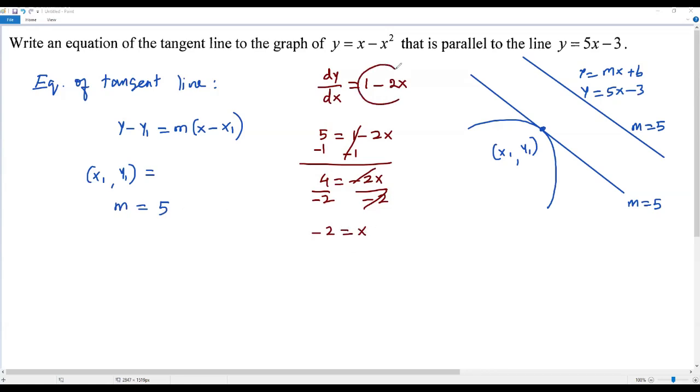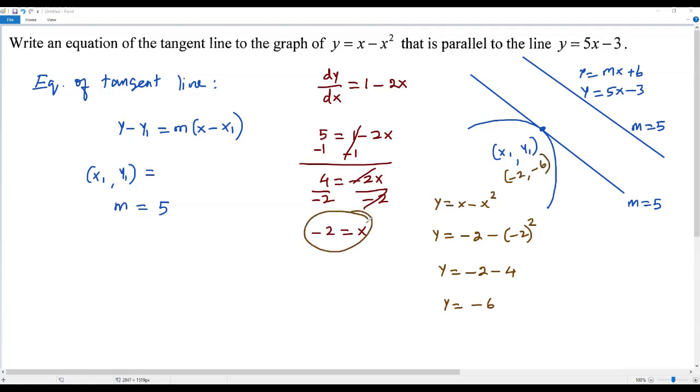This is what we get when we equate the slope 1 minus 2x from the given equation with the slope of the tangent line, 5, from the given equation of the line. The value of x we got here is the value of x1 at the point of contact. How do we get the value of y1? We plug x equals negative 2 into the given equation, y equals x minus x squared. That gives y equals negative 2 minus negative 2 squared. Negative 2 squared is just 4, so y equals negative 6. Now we have the point negative 2, negative 6.